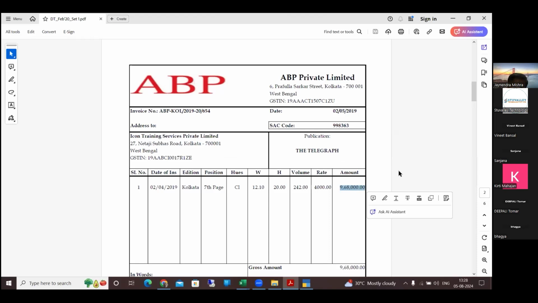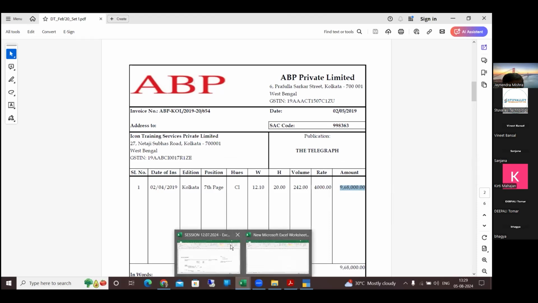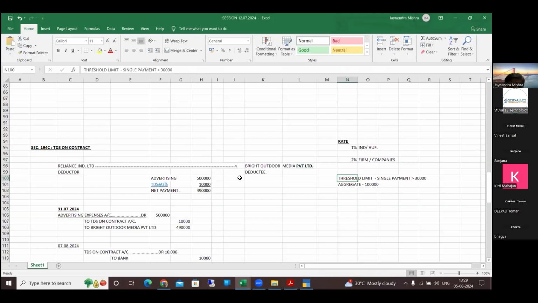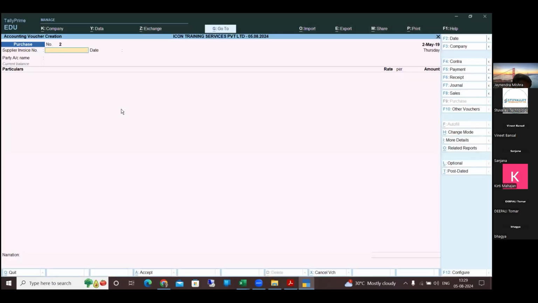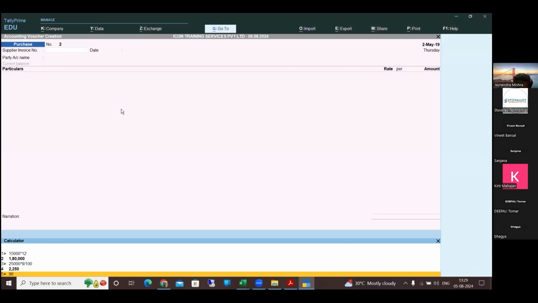Yes friends. Let's see how much TDS it should be. We have to deduct 2% TDS. What will be the amount of TDS? Calculate it. We have to deduct TDS of 2% on 9,68,000. 2% of 9,68,000 should be how much? Yes, 19,360. Tell me.